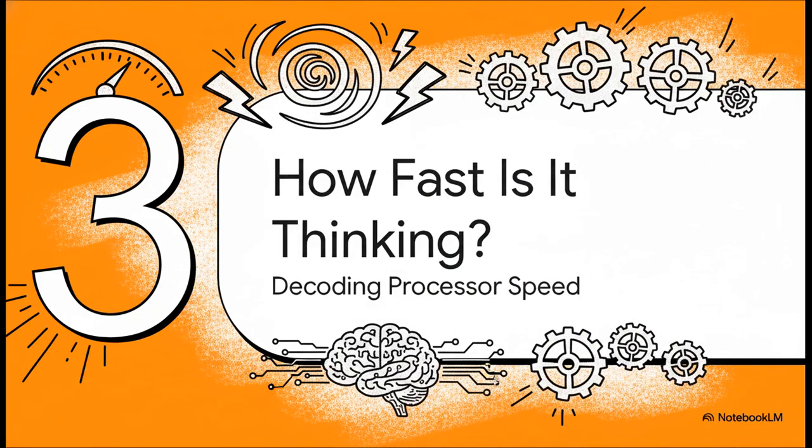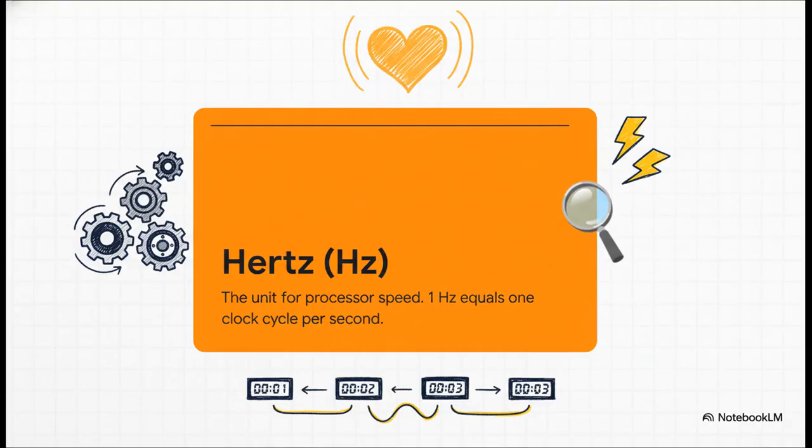Okay, so we've covered size. Now let's talk about speed. And I don't mean internet speed, not yet. I'm talking about the thinking speed of a device's brain, its processor, or what we call the CPU. The base unit here is called a hertz, or Hz. Now, 1 hertz is incredibly slow. It means the processor is doing just one calculation every second. You can kind of think of it as the processor's heartbeat. The faster the heart beats, the more work it can get done.